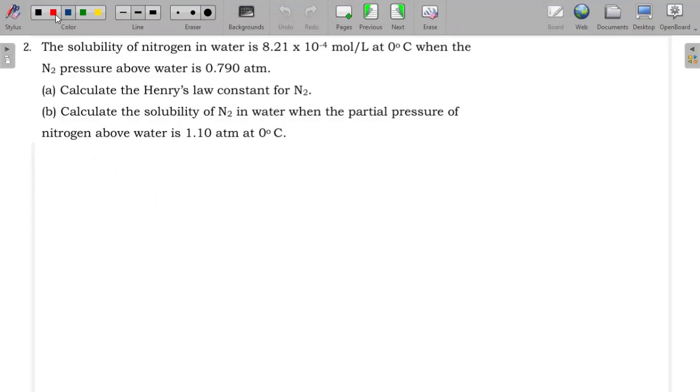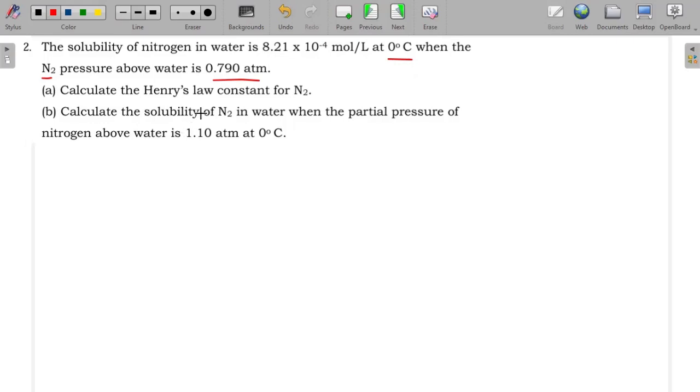Now let's look at question 2. They're saying the solubility of nitrogen in water is 8.21 times 10 to the power minus 4 moles per liter at 0 degrees Celsius. That is when the nitrogen pressure above the water is this, okay? And then they're saying calculate the Henry's law constant.